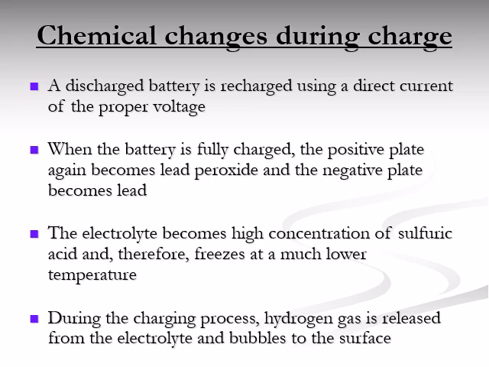Charging restores the plates to their original state. Sulfuric acid concentration increases, reducing freeze risk. Charging also releases hydrogen gas.